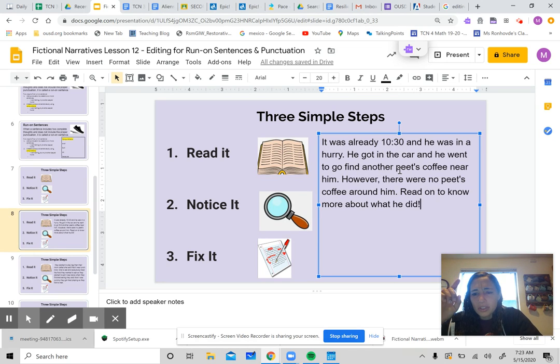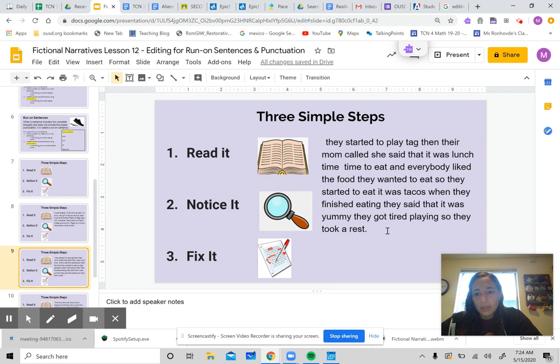And a lot of you, I think maybe even had your thumb up here. This is called a proper noun because it's the name of Pete's, which is like a coffee shop. We're actually going to capitalize that. Pete's Coffee and the whole thing. To find another Pete's Coffee near him. However, there were no Pete's Coffee around him. Read on to know more about what he did. Wow. Now, this is looking more like a really strong set of sentences, but notice it's less of a run-on sentence now. Let's look at another example.